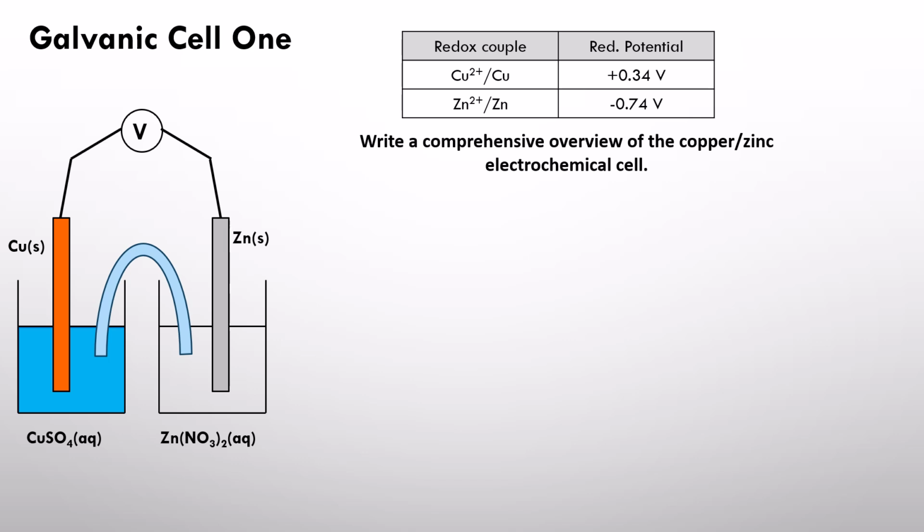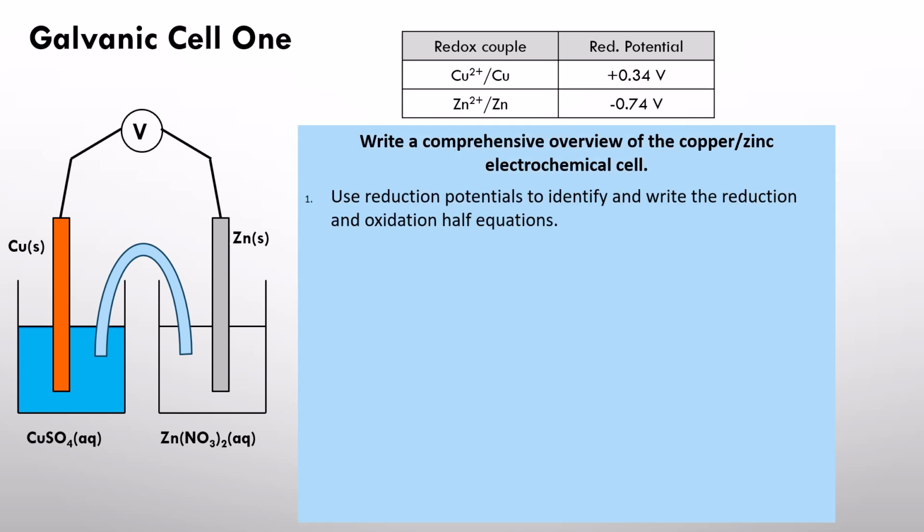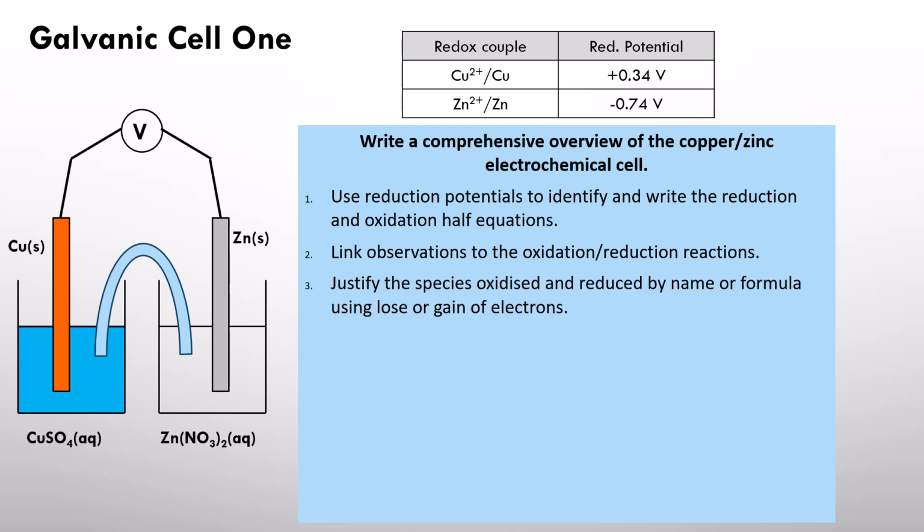So 7 things I want to do to fully comprehensively explain this galvanic cell or this electrochemical cell is the following. I want to use the redox potentials at the top to identify the oxidation and the reduction half equations. I want to link what I observe in this cell, what will be observed in the cell, to the reactions that are happening. That's the oxidation reduction reactions.